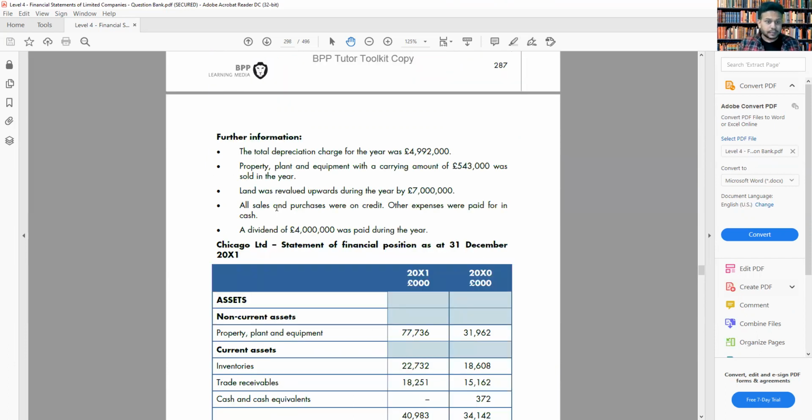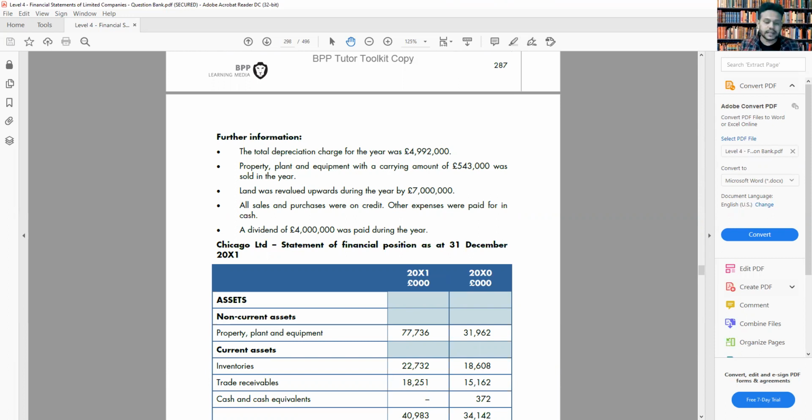All right, we have some additional information. The depreciation is 4992. As we said, we have to add back. Depreciation is a non-cash item, so we have to add it back with the profit from the operation. Then property, plant, and equipment with a carrying value 543 was sold in the year.